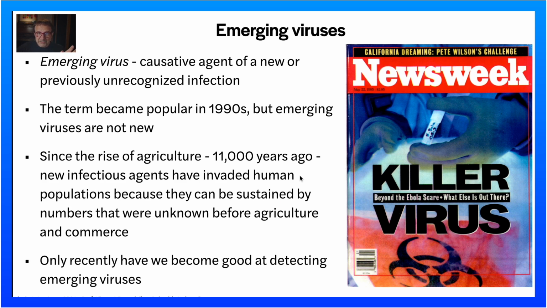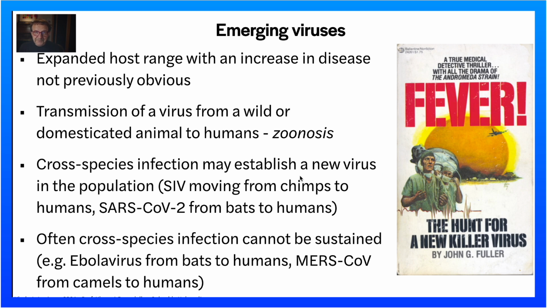Since the rise of agriculture, 11,000 years ago or so, new infectious agents have invaded human populations because they can be sustained by numbers that were unknown before agriculture and commerce. We lived in hunter-gatherer packs, few hundred people, and that doesn't sustain infectious agents. But as soon as we learned how to do agriculture and more and more people could live together, getting food, then population numbers grew and infectious agents began. And as I said, we've recently gotten really good at detecting emerging viruses.